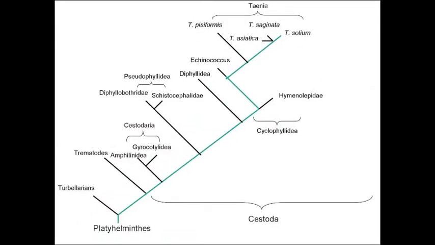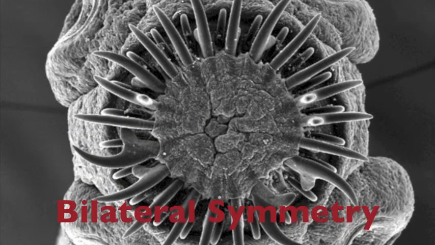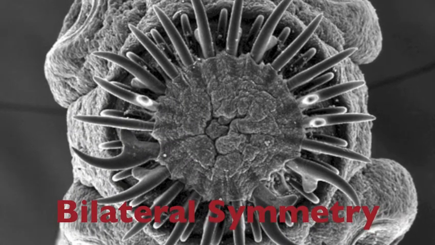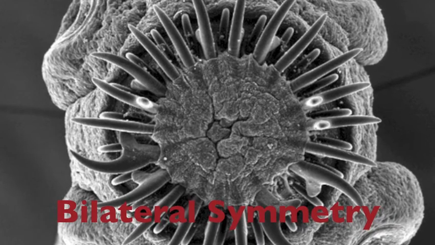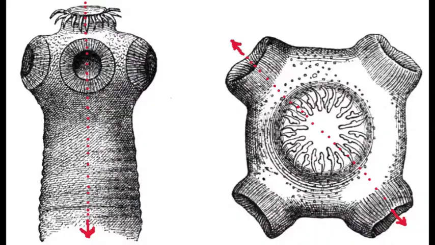Now this is a phylogenetic tree revealing a closer look at the organisms and their relationship with each other in the Platyhelminthes phylum. It is bilaterally symmetrical, meaning that you can split it vertically down the center into two equal halves. This can be shown by the red dotted arrows in the diagram.